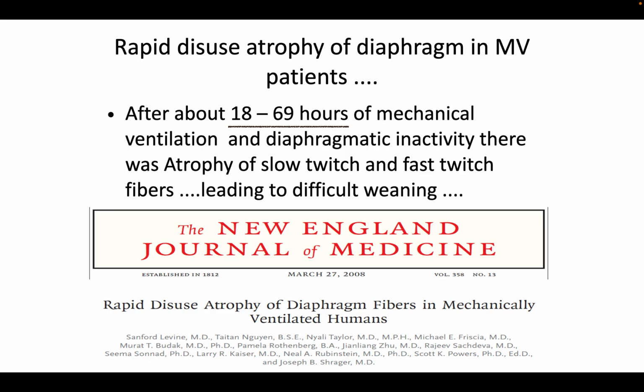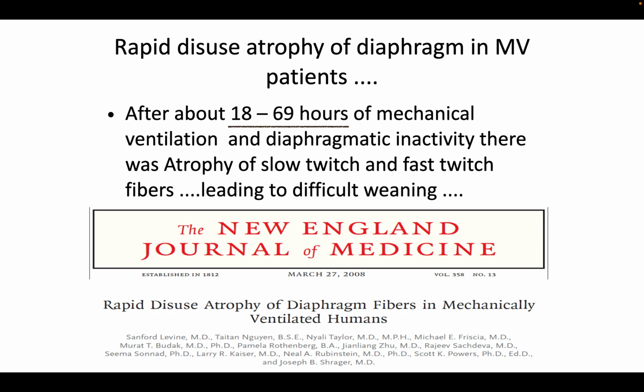So talking about the diaphragm, it is actually seen that there is rapid disuse atrophy of the diaphragm in mechanically ventilated patients as early as 18 hours and till about 69 hours of mechanical ventilation and diaphragmatic inactivity. There was atrophy of slow twitch and fast twitch fibers, which leads to difficulty in weaning.